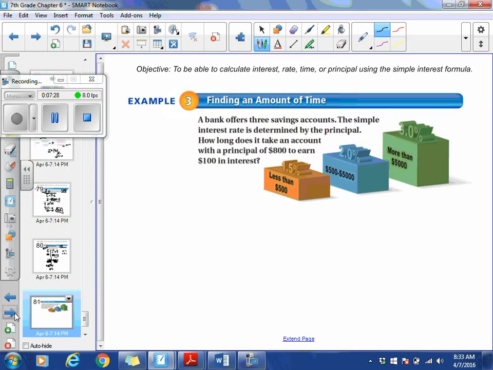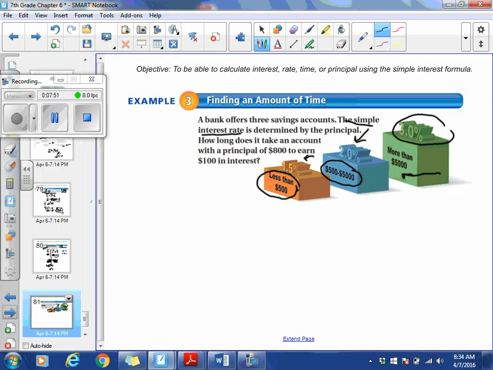Last example, finding an amount of time. Okay, a bank offers free savings accounts, all right? If you deposit less than $500, here's your interest rate. If you deposit between $500 and $5,000, you get a higher interest rate. You're getting paid more interest. And if you deposit more than $5,000, you're getting an even higher interest rate. So they're encouraging you to deposit as much money there as possible.